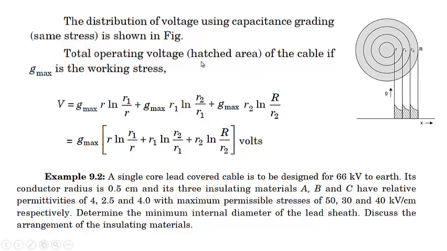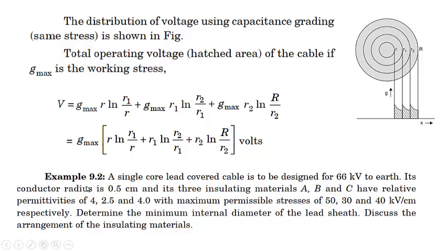Therefore, if Gmax is the working stress, the total operating voltage of the cable will be, for this case, equal to Gmax r ln of r1 by r. Actually, we have derived this. Similarly, for this case from r1 to r2, it will be equal to Gmax r1 ln of r2 by r1, and for this much, it will be equal to Gmax r2 ln of R by r2. That means for this hashed area. Since Gmax is the same, it comes out to be this. We have taken Gmax outside.